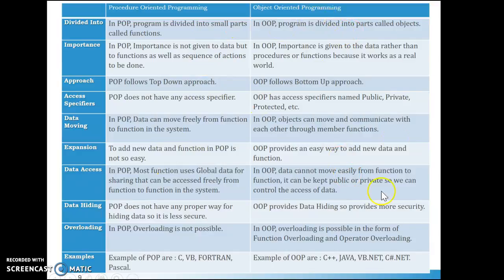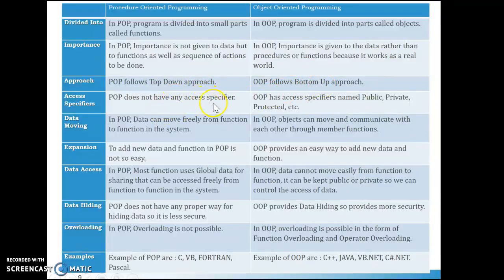Here we have explained the major differences between object oriented and process oriented programming. In process oriented programming, large programs are divided into smaller parts called functions, whereas in object oriented programming the small parts are called objects. Importance is given to functions in process oriented, whereas in object oriented importance is given to data. It is more suited to the real world. The approach is top down in process oriented and bottom up in object oriented.